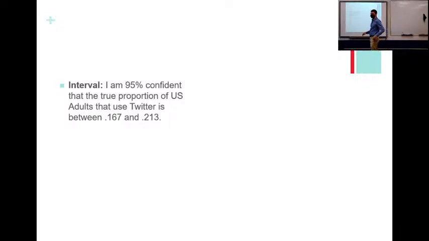It still has my three things. It's just in a different order. It's got 95% confident, and then it gives the range of values, and then it says these values estimate my parameter. Here's what it is. Just remember that all of these should be in the context of the problem. You don't just want to say the parameter or the mean or the proportion. You should say what the mean or the proportion are. What proportion are we measuring? The proportion of adults that use Twitter.